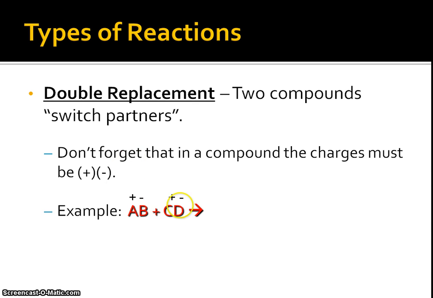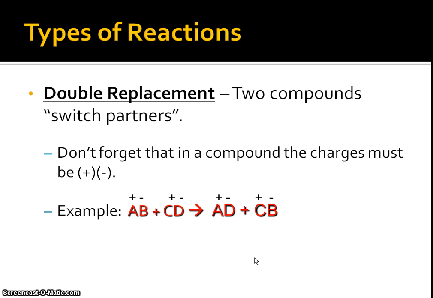So A is going to go with the other negative, which is D. So A and D will be together. Make sure you write A first because it's positive. B and C are going to be together, but don't write BC because that's a negative one. It needs to be written as CB. So this is your final answer for this. Notice that I switched the partners, but it's still plus minus and then plus minus.